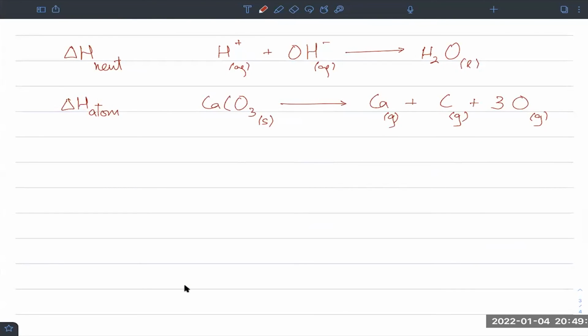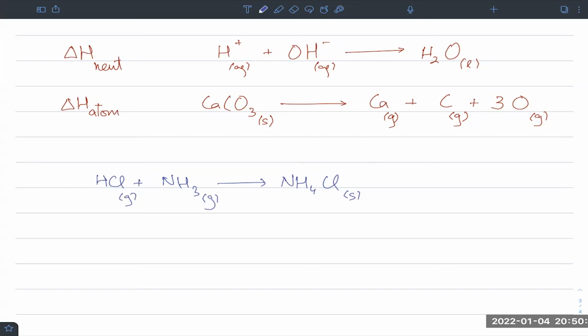Now, what if I don't have something that is either combustion or formation? If they ask me, okay, HCl is reacting with ammonia, producing NH4Cl. Now, sure, there is neutralization happening, but this is not water being made. So I can't say that this is neutralization. I can't say this is formation.